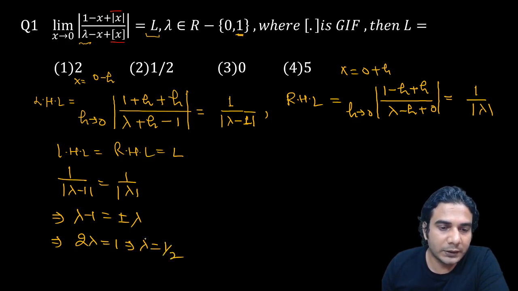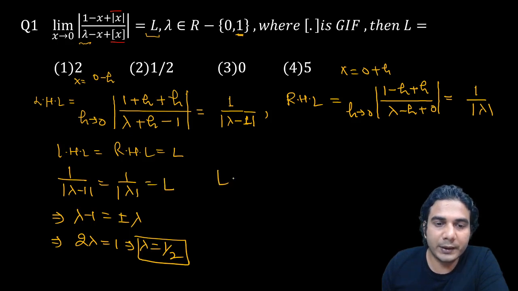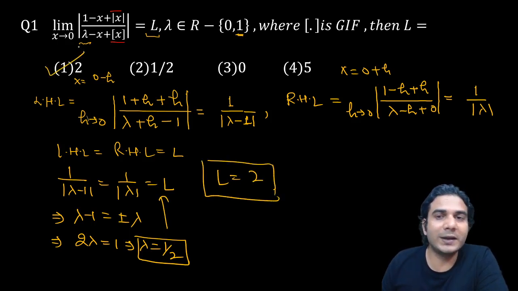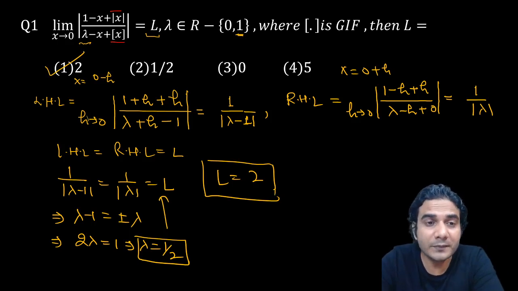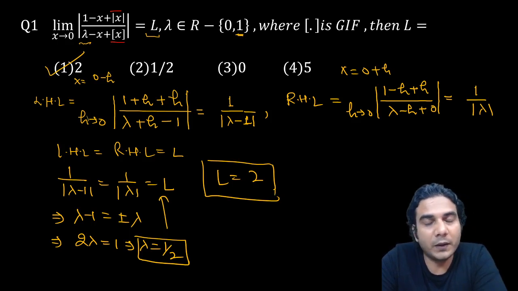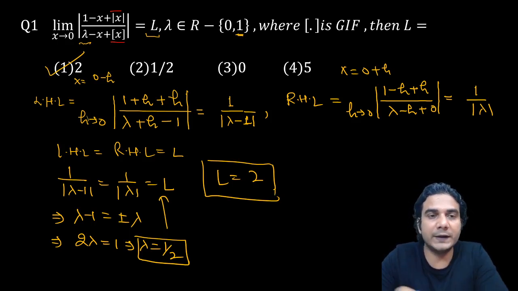All right. So if I put lambda is equal to half in this equation, this is L also, so you'll get L is equal to 2. All right, so 2 was the correct answer in this. So this was not a very easy problem, not difficult, but yes, it's a good conceptual problem because it involves the greatest integer function and the modulus function as well, right?